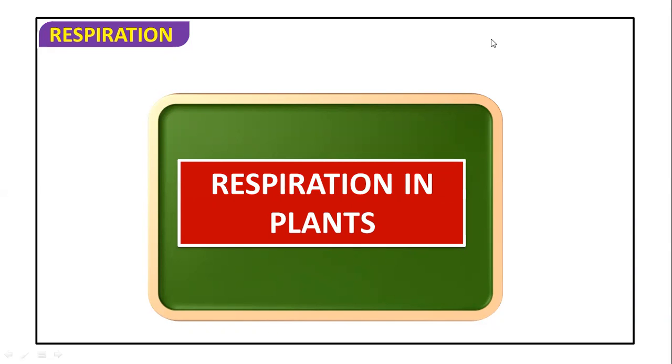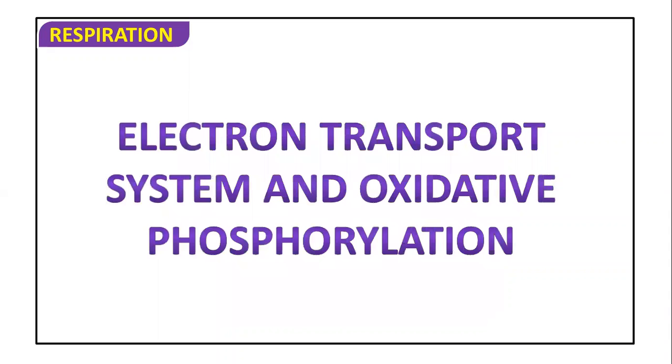Now, till the Krebs cycle, in glycolysis, link reaction, and Krebs cycle, we found a synthesis of NADH2 and FADH2. And I told you that to get 3 ATP from NADH2 and 2 ATP from FADH2, there is a need for ETS to happen. So we are going to discuss here the electron transport system or electron transport chain and oxidative phosphorylation.